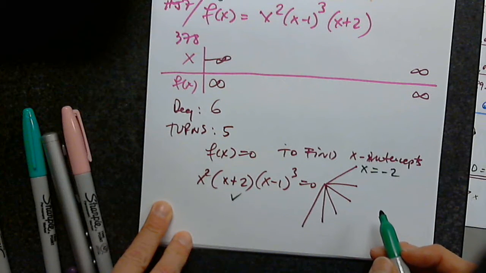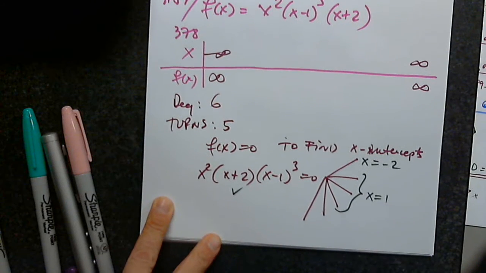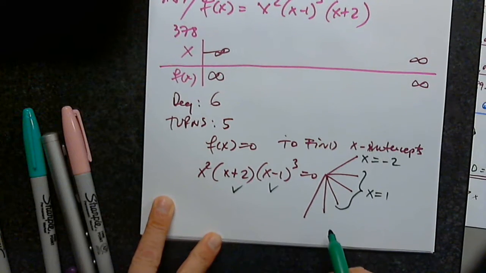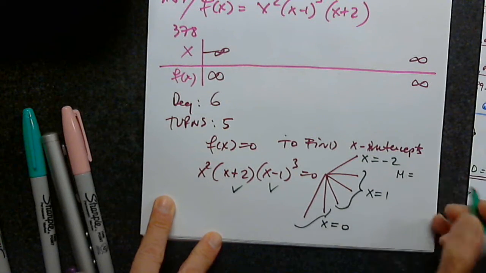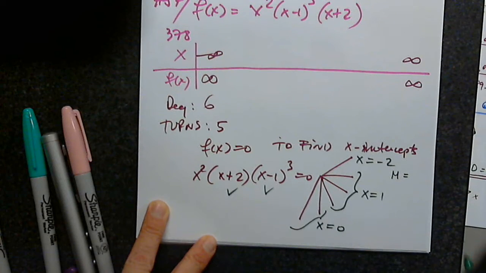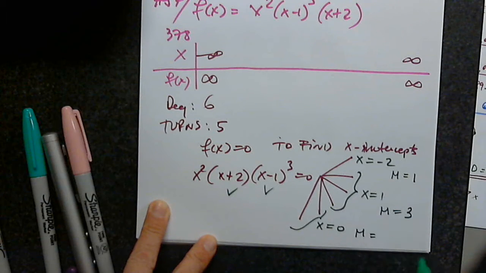How many times? Very good. How many times? How many? Very good. Awesome. Multiplicity for negative 2. Excellent. Multiplicity for 1. Awesome. Multiplicity for 0.